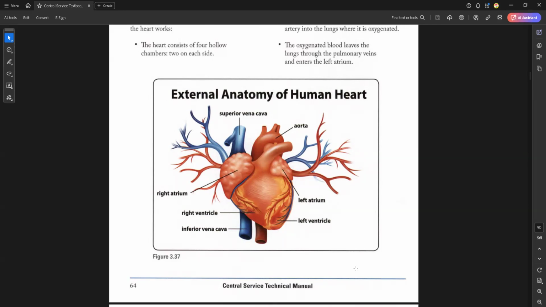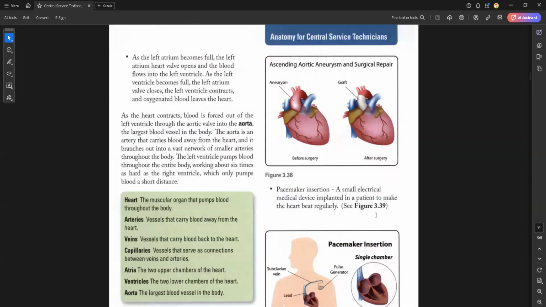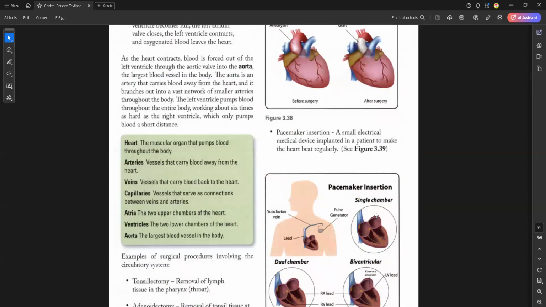So let's go down. Let's go again, the next place. What do you have? Examples of the surgical procedures involving the circulatory system. Very good. Tonsillectomy, removal of the limb. That's also the, we have a pacemaker. People who have heart issues, some of them have pacemakers. It's a small electrical medical device implanted in a patient to make the heart beat regularly.